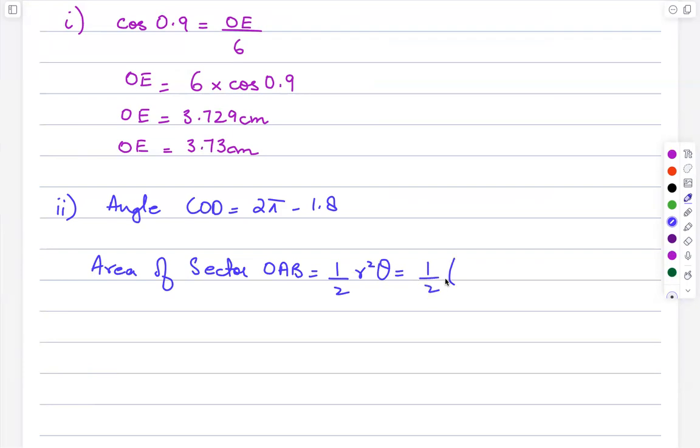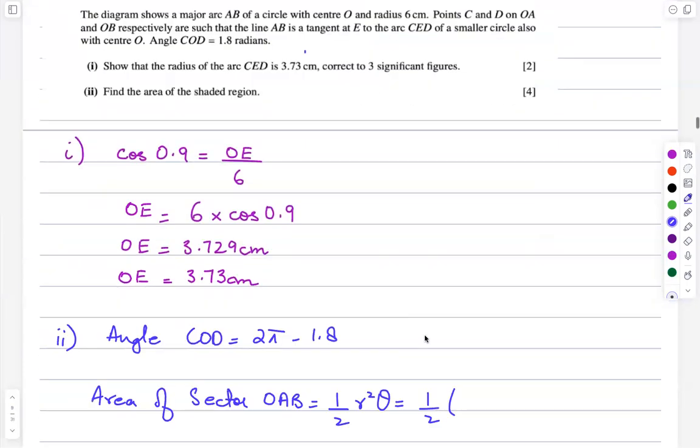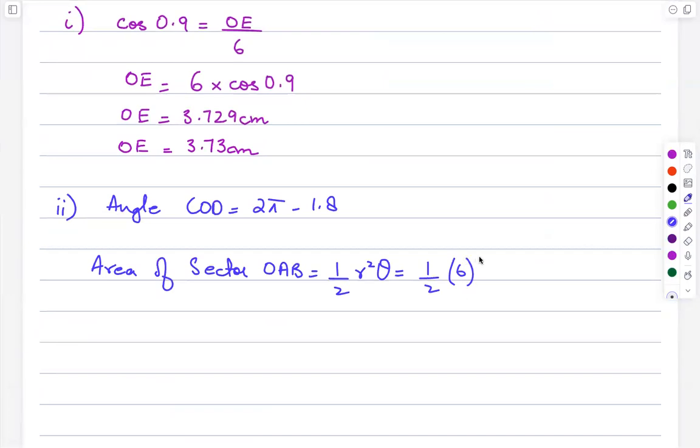The radius for the bigger sector is given as 6 centimeters. So this will become half into 6 squared, and theta will be 2 pi minus 1.8 radians. Substituting this in the calculator, 2 pi minus 1.8, multiplying it by 36 and then dividing this by 2, this will become 80.697 centimeters squared. So the area of the larger sector is 80.697 centimeters squared.